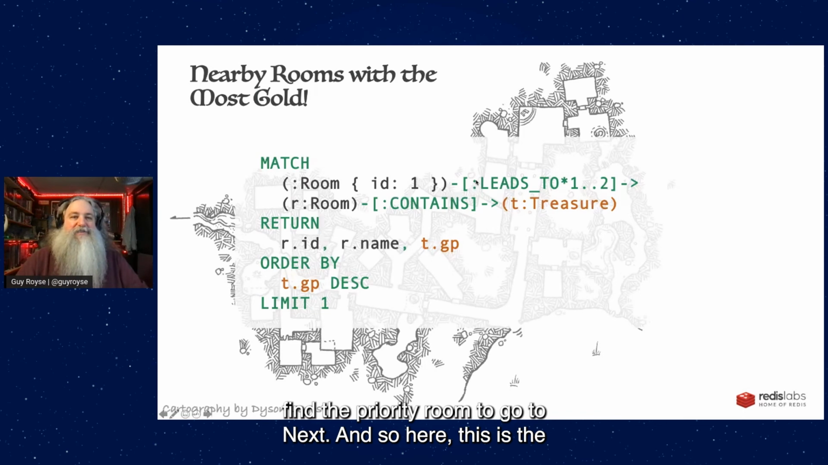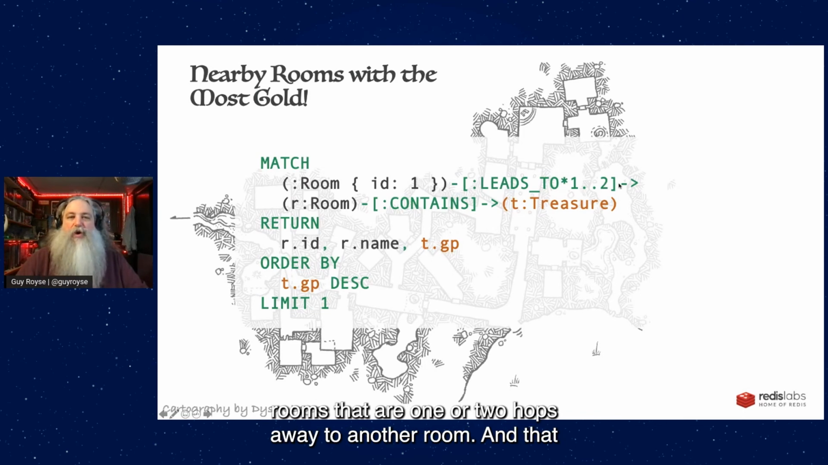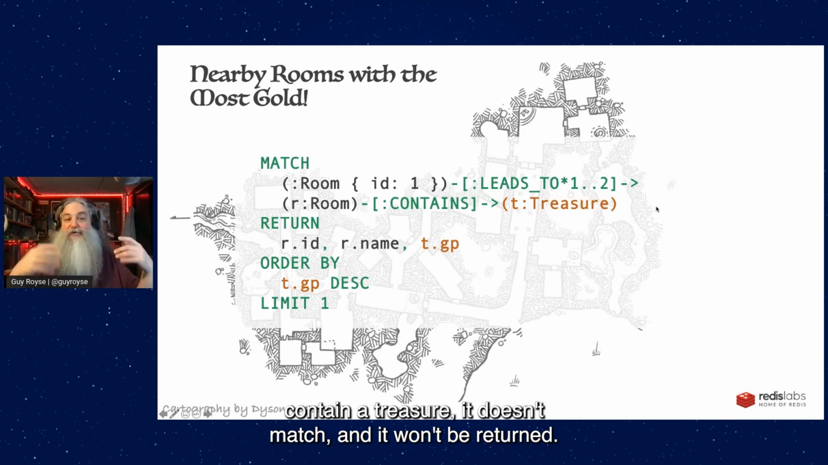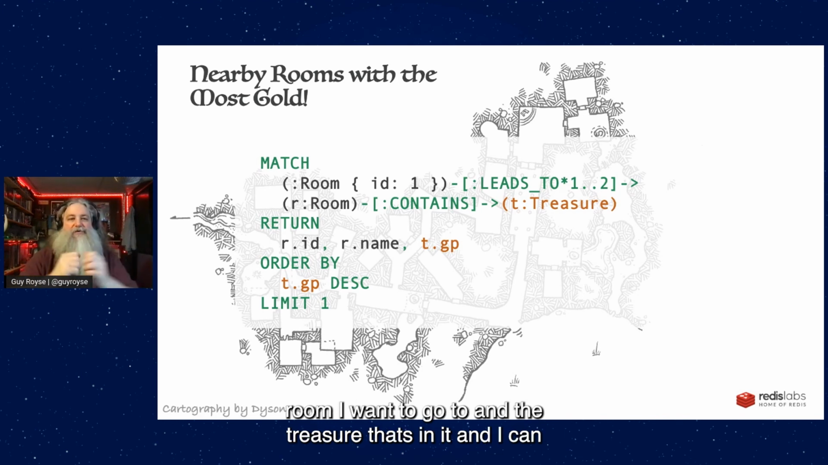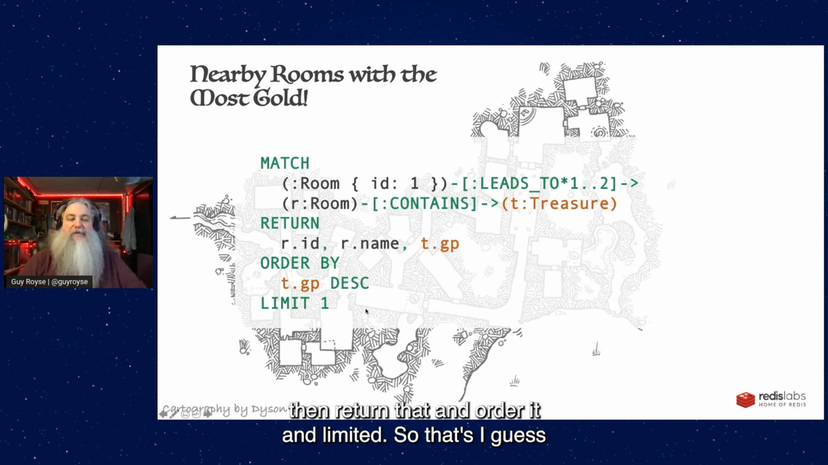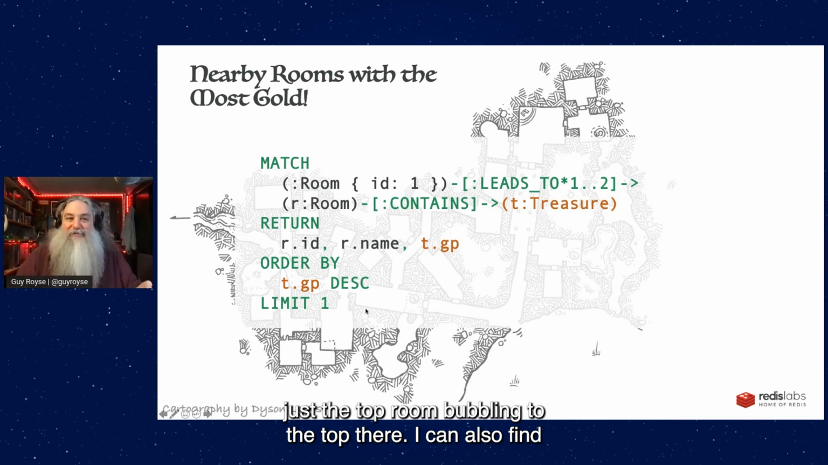Here, this is the same query as before. I'm starting in room 1, and I want rooms that are 1 or 2 hops away to another room, and that room has to contain a treasure. If that room doesn't contain a treasure, it doesn't match, and it won't be returned. So this gives me a nice list of the room I'm in, the room I want to go to, and the treasure that's in it. I can then return that, order it, and limit it so that I get just the top room bubbling to the top there.